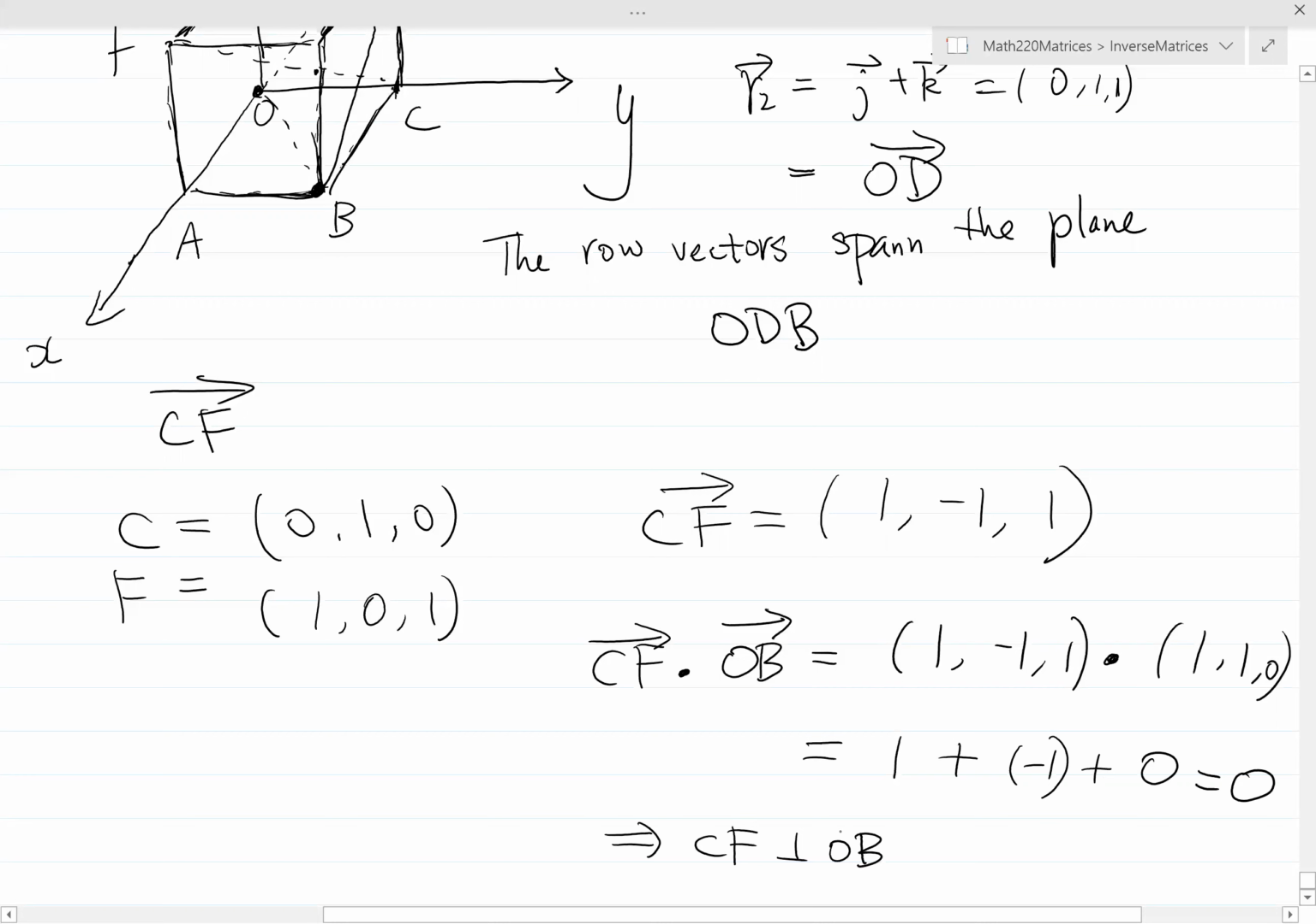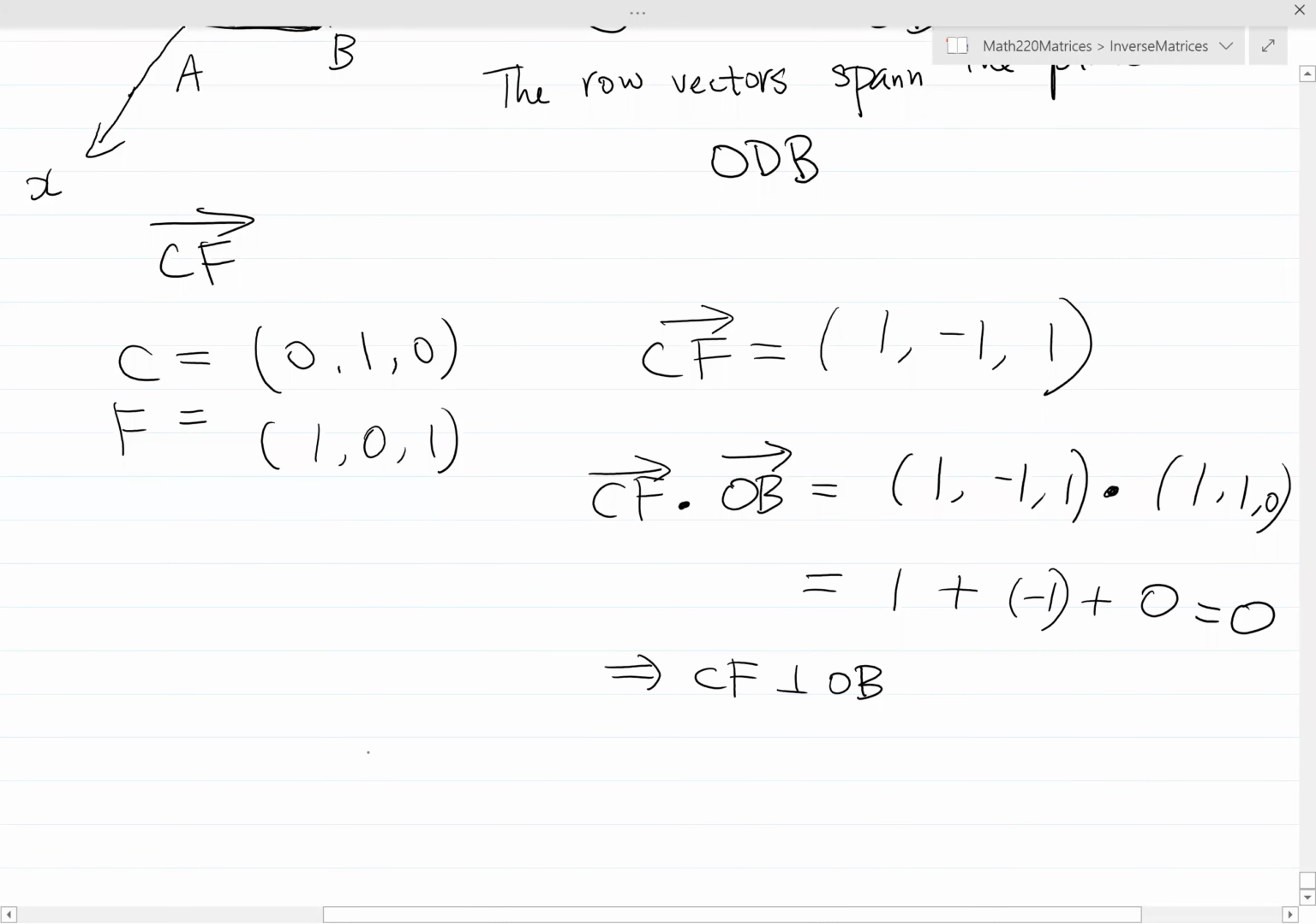Similarly, we do CF dot row 2. Row 2 we know is OD, which is 0, 1, 1, dotted with 1, negative 1, 1.